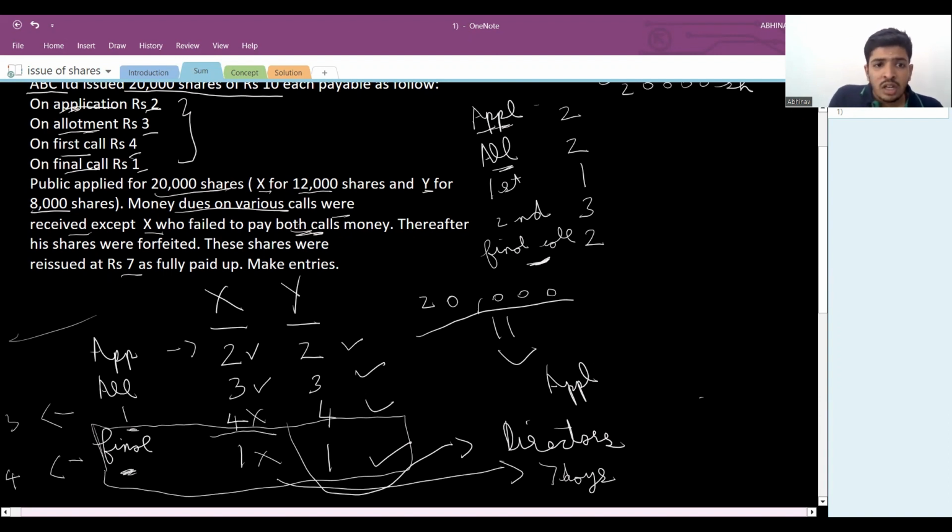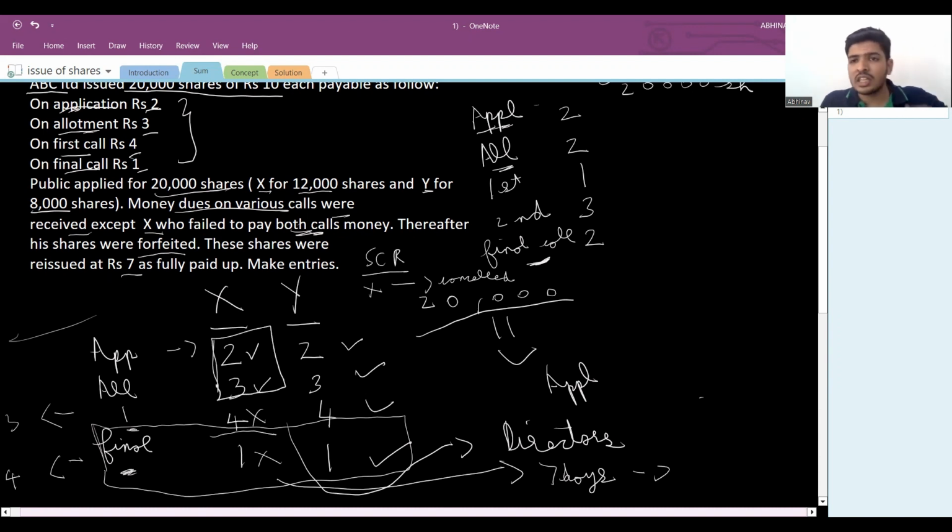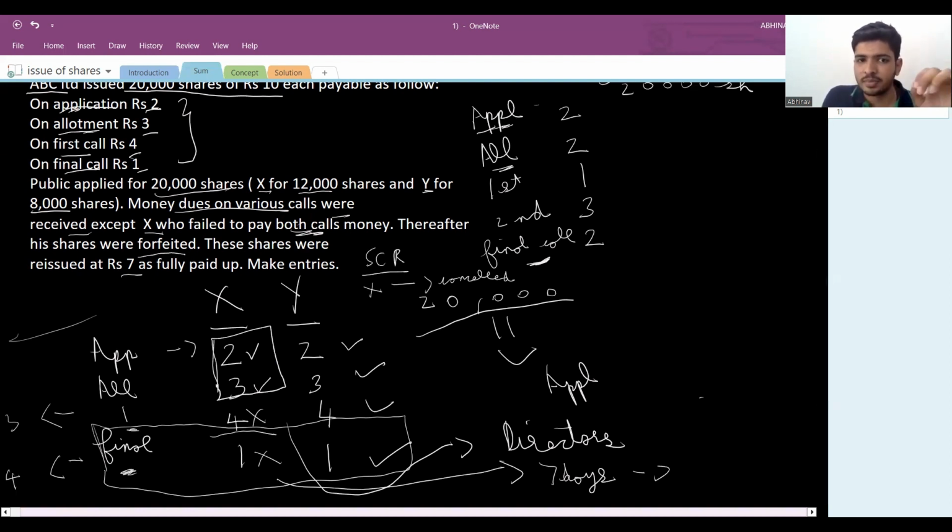Now here, they're telling the shares are forfeited. So this means even after giving 7 days notice, X didn't pay the amount. So what does this mean? That means from the share capital register, X's name was cancelled. It was taken out. And the money, that is the first two installments which were paid by X, that will also not be returned to X. This is the right given to directors of the company by the Companies Act. There's no other reason. So this is what it means.